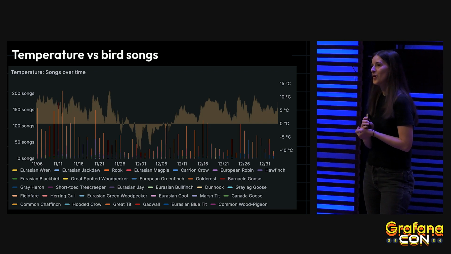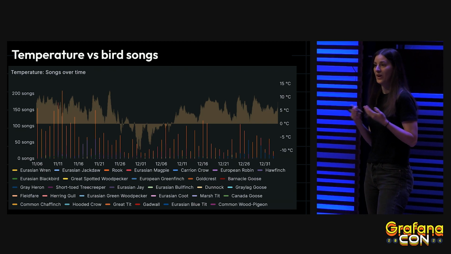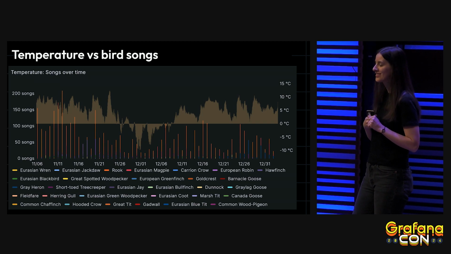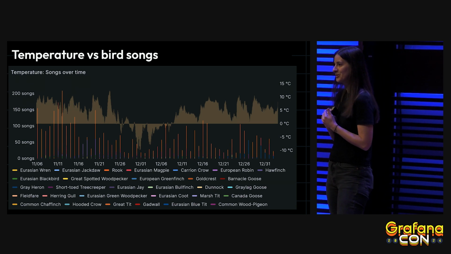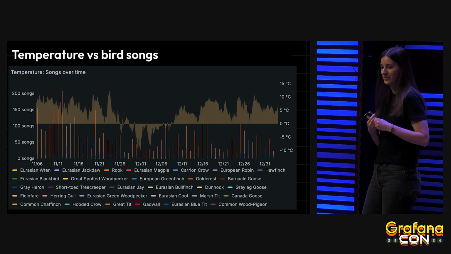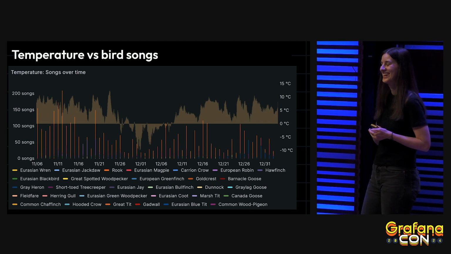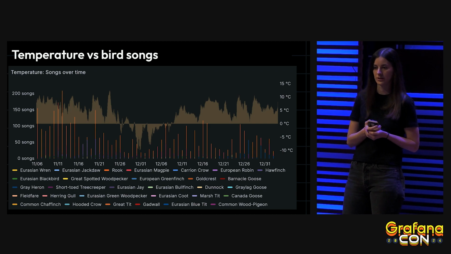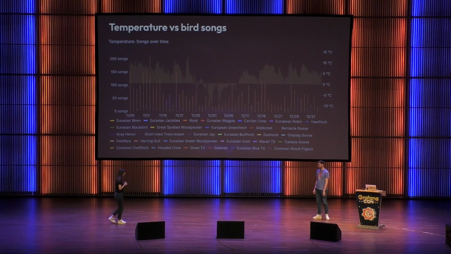We also were looking into weather factors and trying to see if any of these weather factors had any effect on the number of bird songs. And as you can see from this visualization, temperature, specifically too low a temperature or cold weather, has an effect on bird singing habits, and birds are singing less than usual. They're probably protecting their energy.